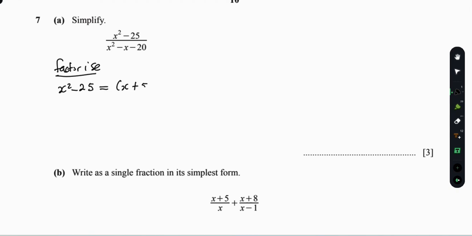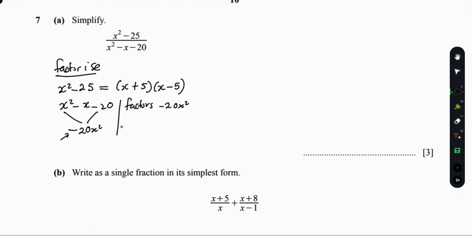So when you factorize x squared minus 25, what do we get? We have x plus 5 and x minus 5. That's a difference of two squares. Down there we have x squared minus x minus 20. That's a quadratic expression. This gives us minus 20x squared, so you need factors of minus 20x squared.